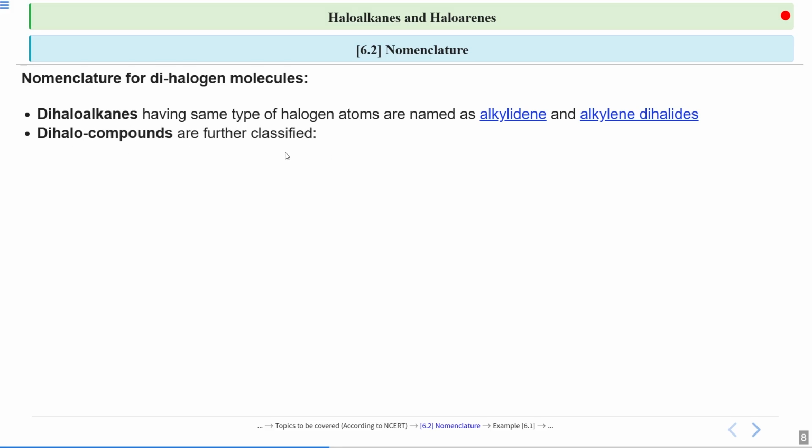Dihalo compounds are further classified. The first is gem dihalides. Okay, so you can also call it alkylidene dihalide, in which halogen atoms are present on the same carbon. Two halogen atoms present on the same carbon, then we call it a dihalo compound, right? Because in the structure two halogens are present, but in this case on the same carbon we have two halogens, so this is classified as gem dihalides or geminal dihalides.